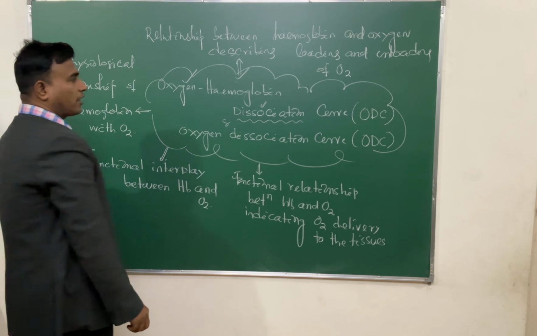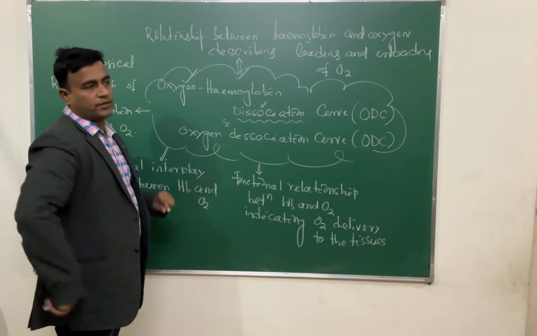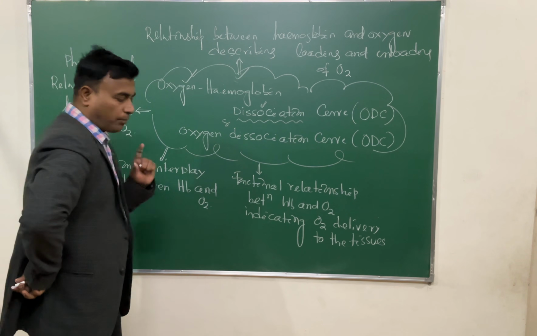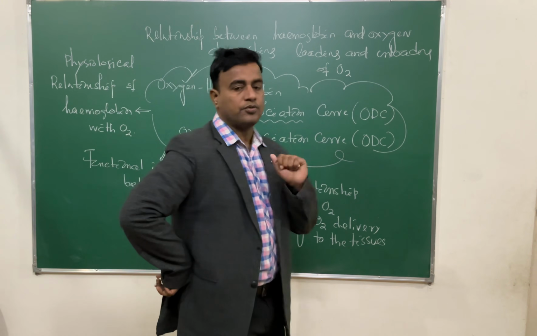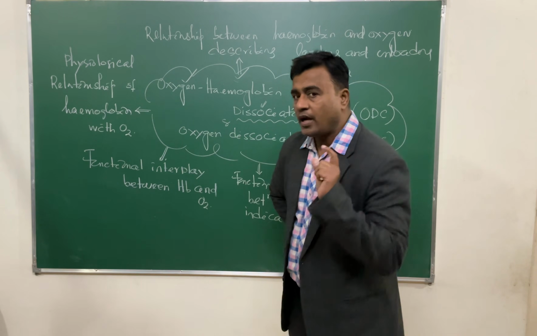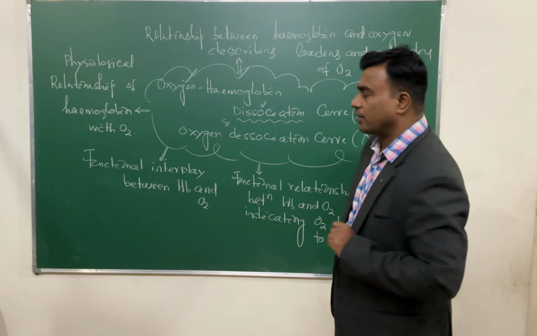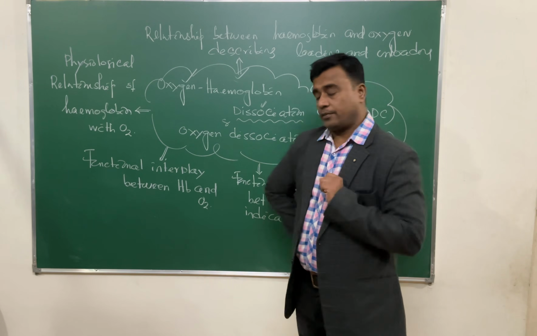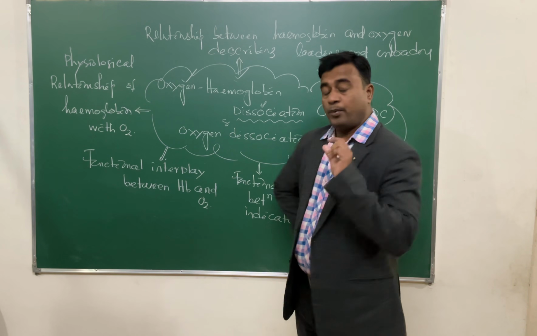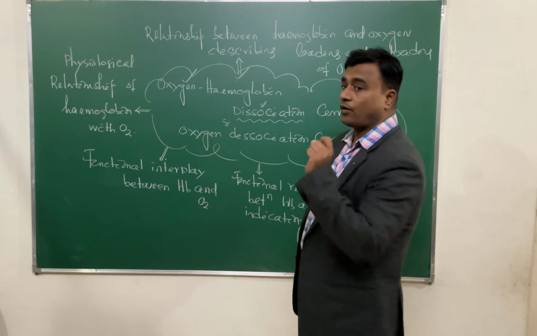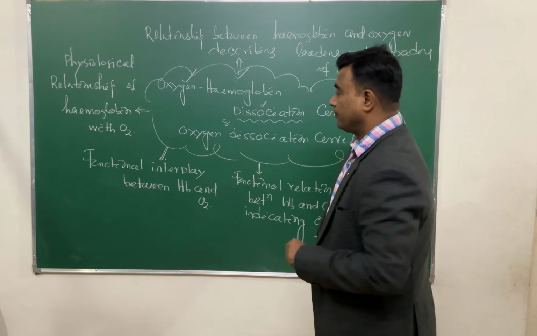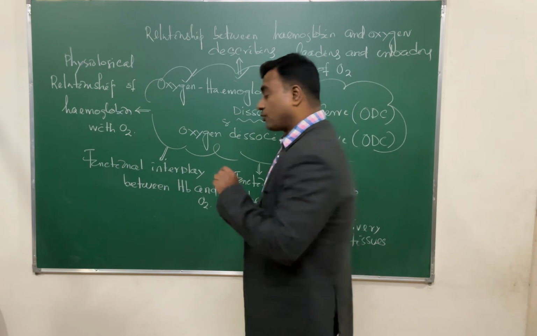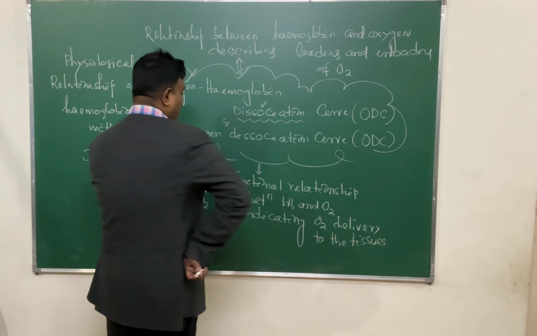At the pulmonary level, when the oxygen diffuses, it has a very high partial pressure, which we will discuss in the next lecture. At this high partial pressure of oxygen, hemoglobin and oxygen exhibit a very high affinity, by virtue of which the oxygen gets loaded onto the hemoglobin.